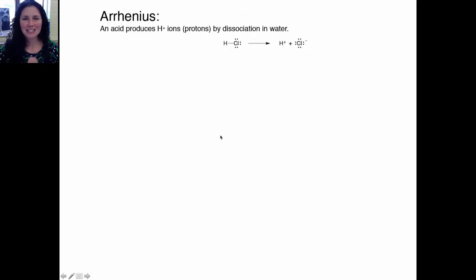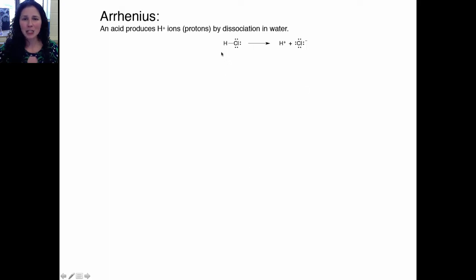Video to help you through the activity on defining acids and bases and on neutralization reactions. Let's start with two common definitions for acidity and basicity. According to the Arrhenius definition, which is one of the oldest definitions of acid and base behavior, an acid is something that produces hydrogen ions or protons by dissociation when it meets water.